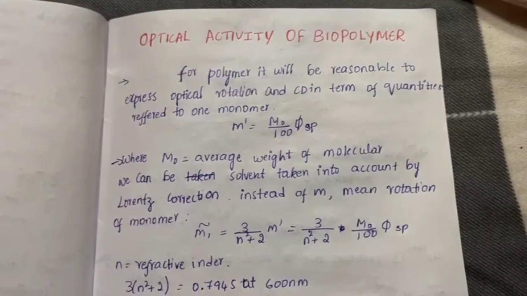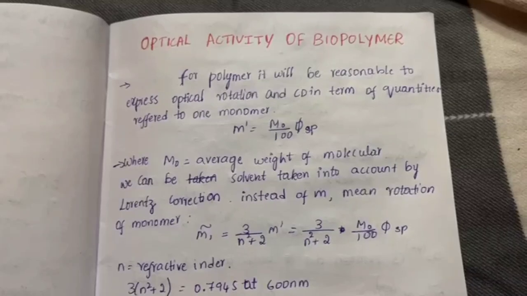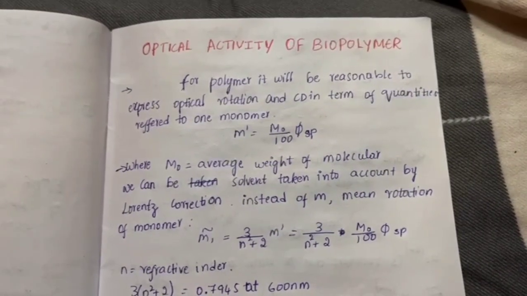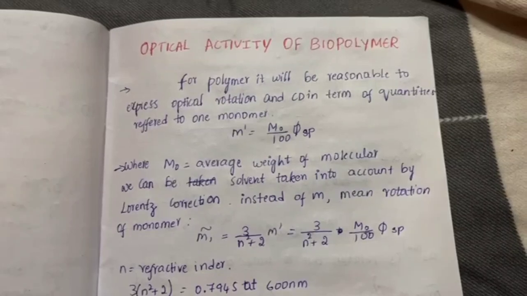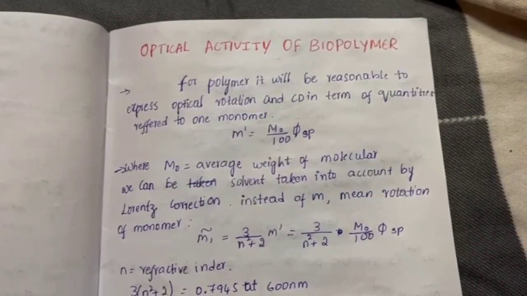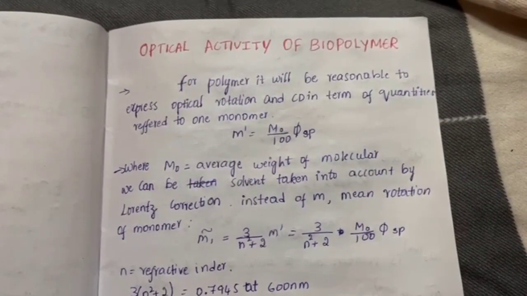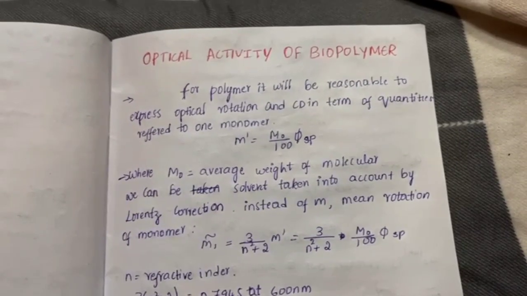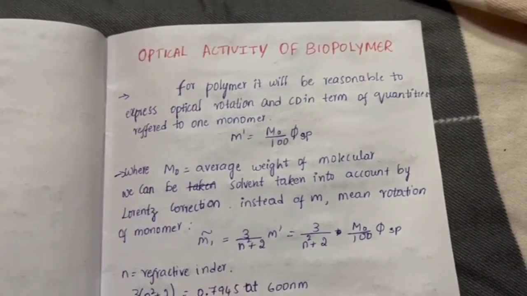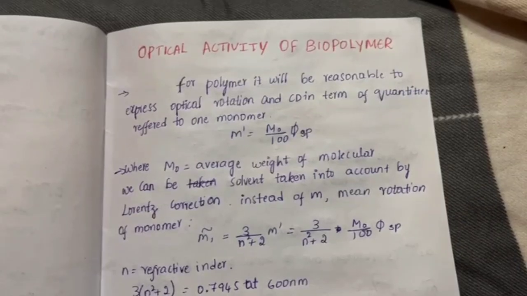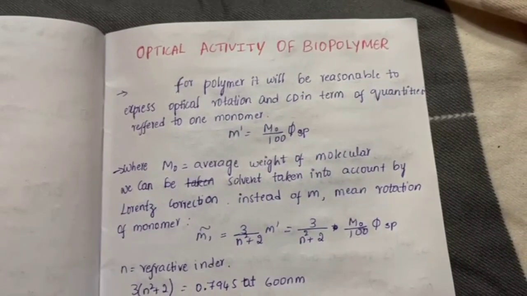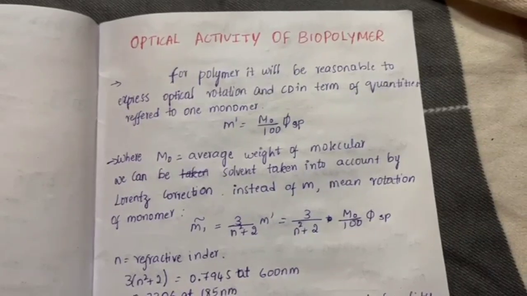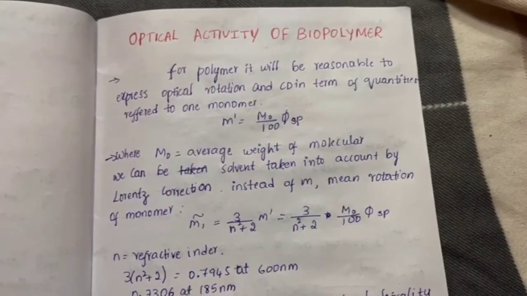Hello everyone, I am going to explain about the optical activities of biopolymers. For polymers, it will be reasonable to express optical rotation and CD in terms of quantities referred to one monomer. M dash is equal to M naught by 100 theta sp, where M naught is equal to the average weight of the molecule. The solvent can be taken into account by a Lorentz correction, instead of M meaning rotation of monomers.